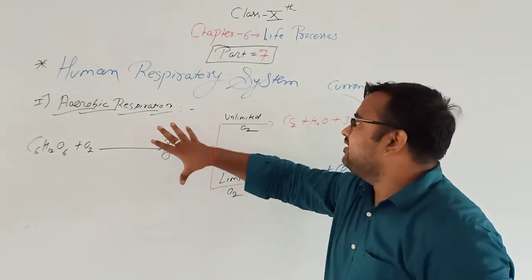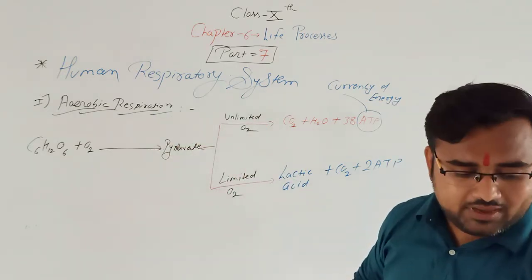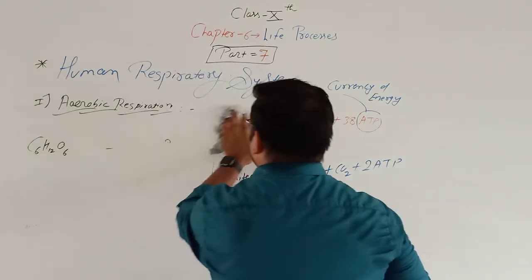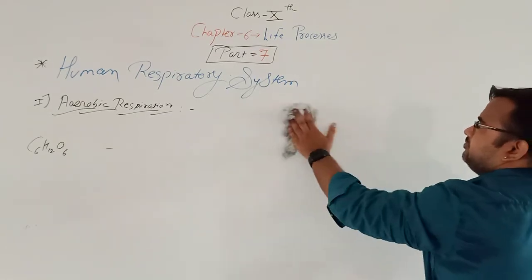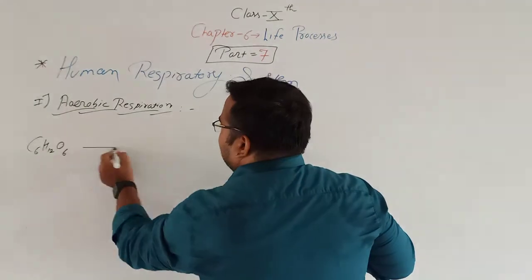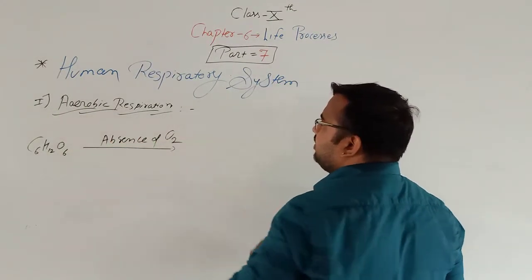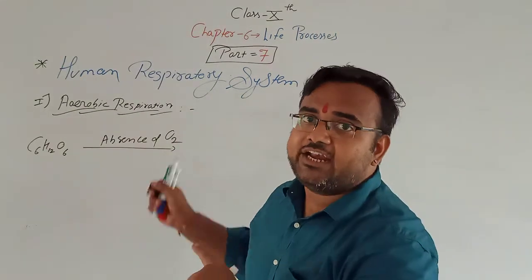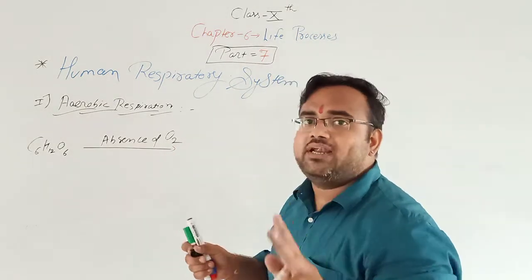So these two are the cases of aerobic respiration. Now we will see the case of anaerobic respiration. See, we have seen that if there is an unlimited amount of oxygen, then carbon dioxide, water and 38 ATP are formed. If there is a limited amount of oxygen, then lactic acid will be formed and only 2 ATP.